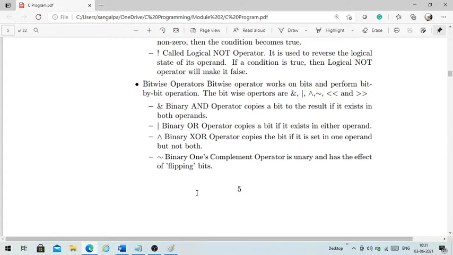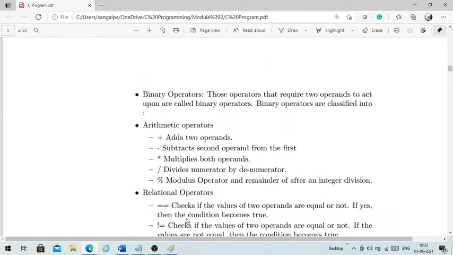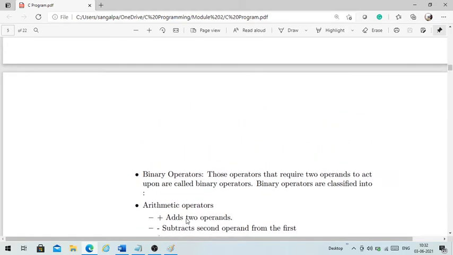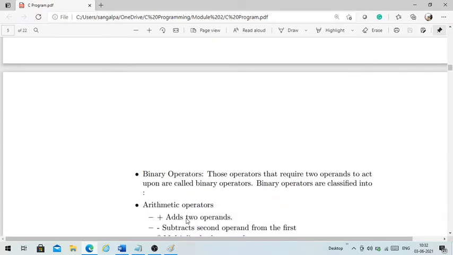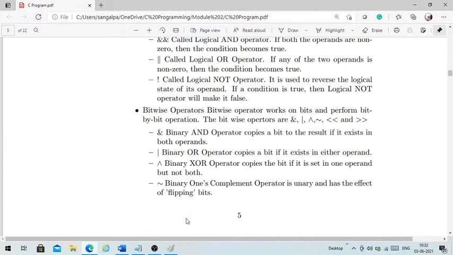It's a binary ones complement operator. It's a unary operator and has the effect of flipping the bits. So we can place this operator with the unary operators we have been discussing, plus plus and minus minus. Similarly, we can place this negation operator there. It's a binary ones complement operator. It flips the elements. We'll check that.